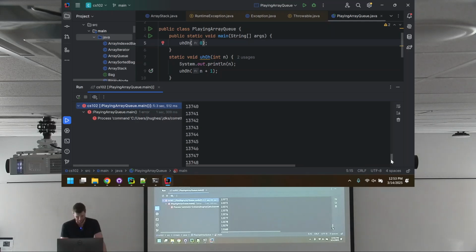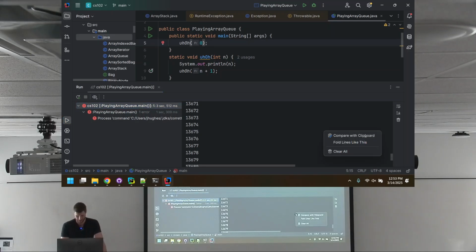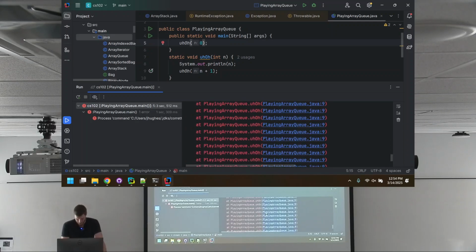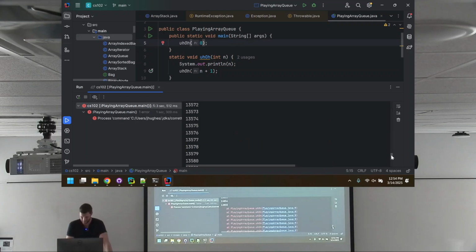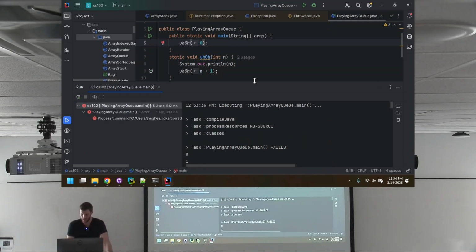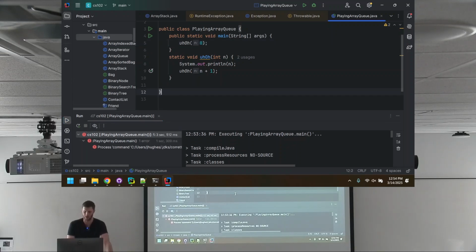Well, we'll find out. It depends on how much RAM is allocated. That definitely is going to be true. Well, it looks like it allowed us to call it 13,855 times. We called it that many times until Java was like, no good. So, yeah, interesting.